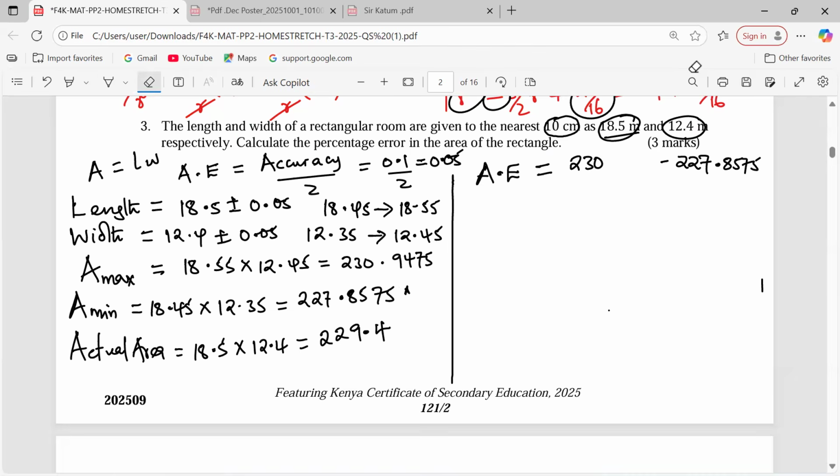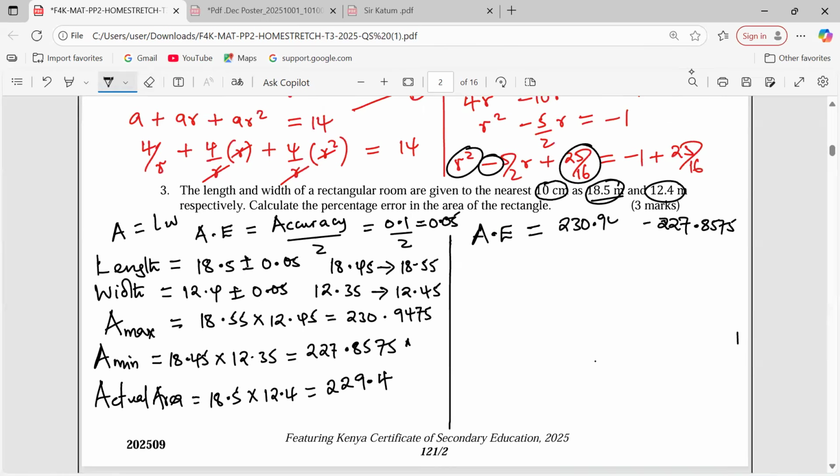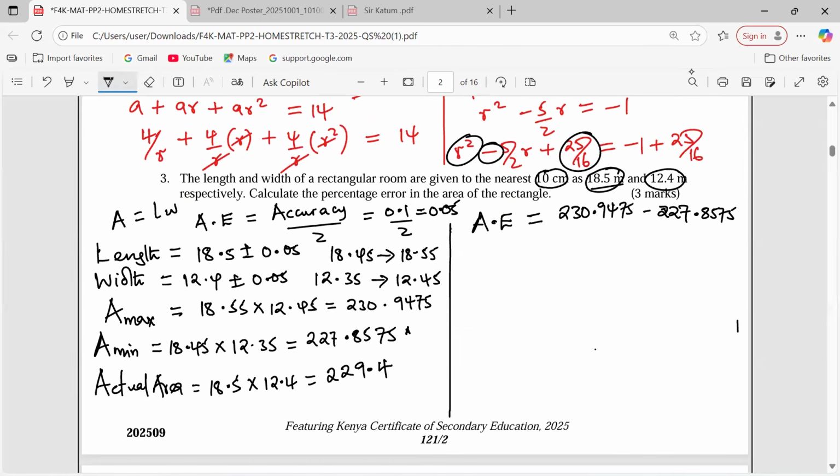Something we are not writing well there. Let me compute it. 230.9475 minus 227.8575. Then we divide by 2. This is going to be 1.545.